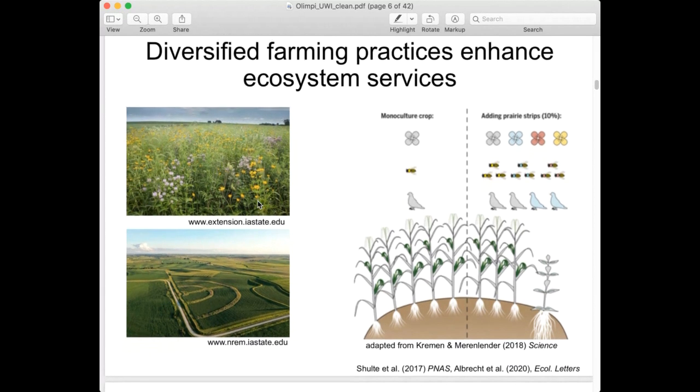So I've showed you that diversification can support biodiversity and enhance ecosystem services, which suggests that diversified farming systems represent a win-win for conservation and production goals. However, we need to take a closer look to really understand what's going on here. Next slide, please.